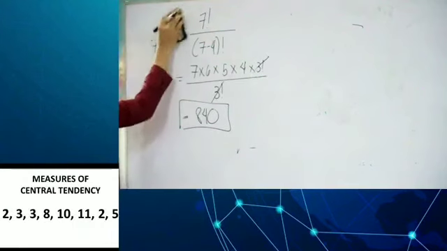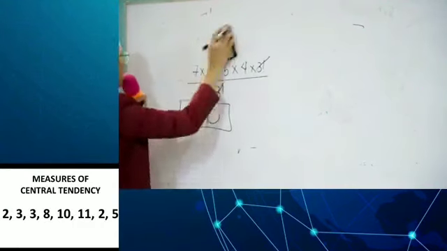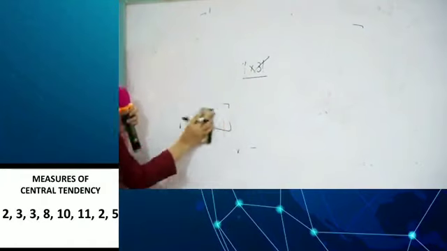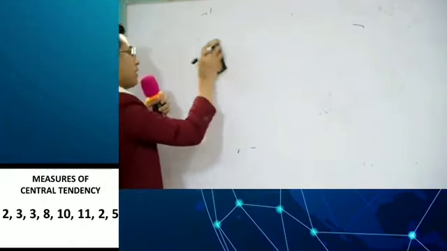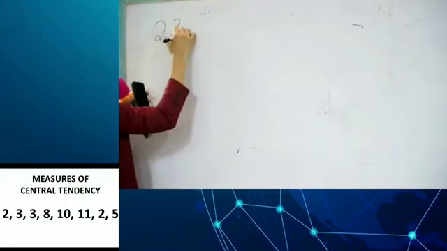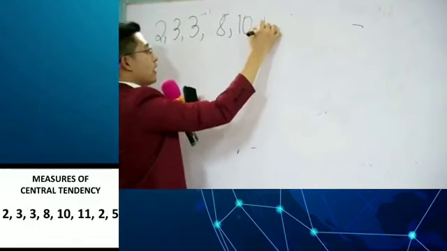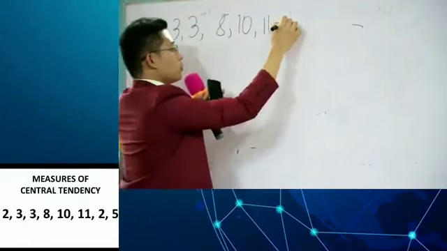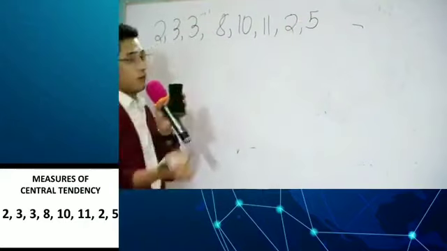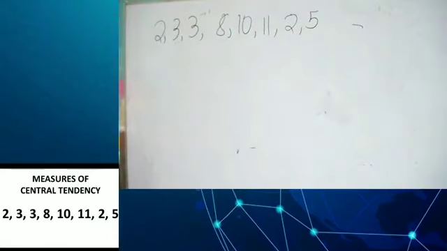Okay? So next question. Punta tayo kay measures of central tendency. Di ba napaka-basic niya, pero ito yung usually nakakalimutan ng iba. Okay, so ano ba yung first measures of central tendency natin? That is mean. Okay, so copy muna natin yung data: 2, 3, 3, 8, 10, 11, 2, and 5. Okay? So paano po i-compute si mean? Si mean is just the average.